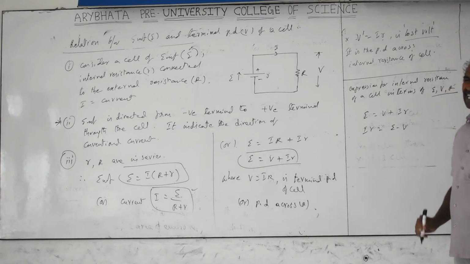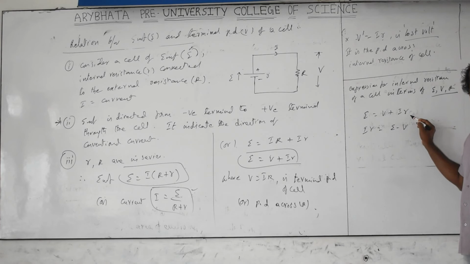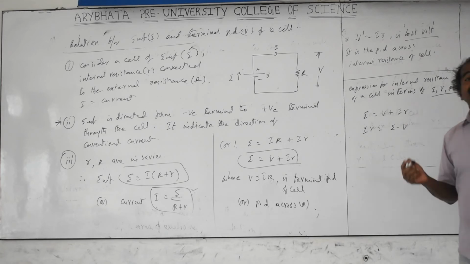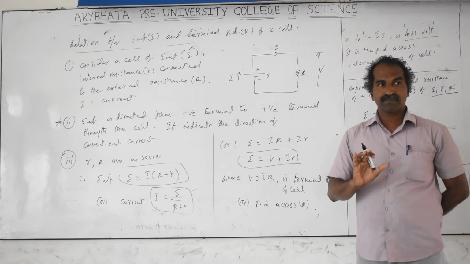And which is more, E or V, here? Because E equals V plus Ir, automatically EMF is more than V. There is a condition for that: charging of a cell, discharging of a cell. Generally these dry cells we cannot charge, they are not rechargeable, they are called battery cells.